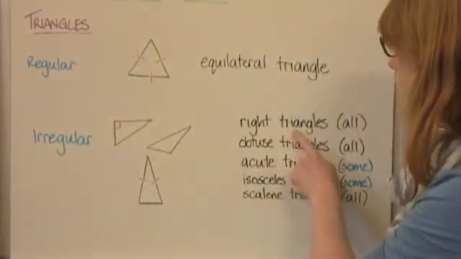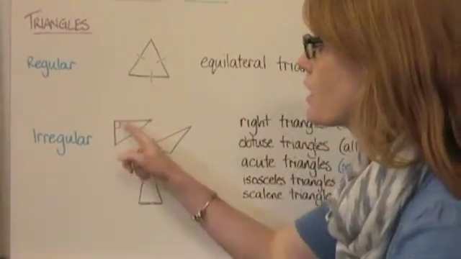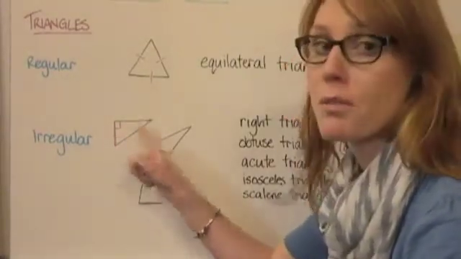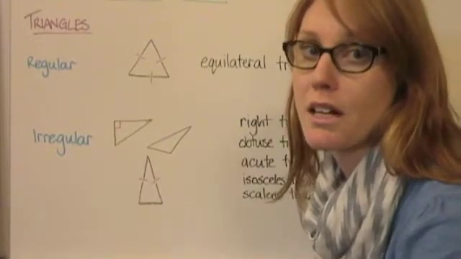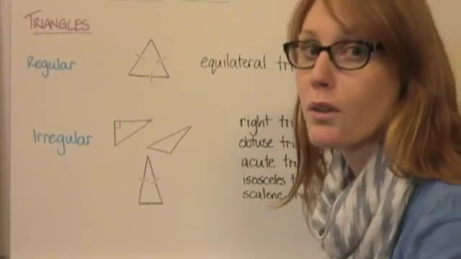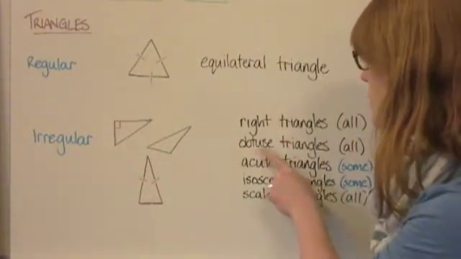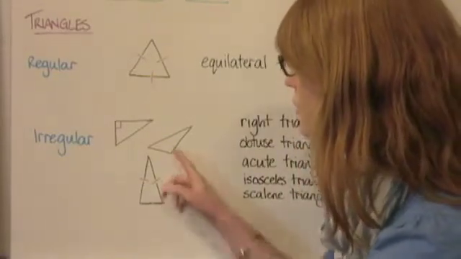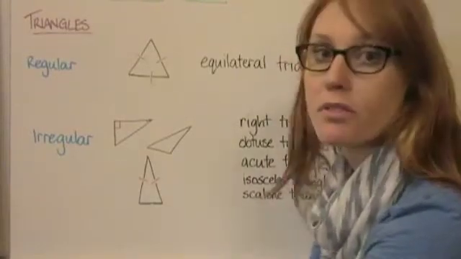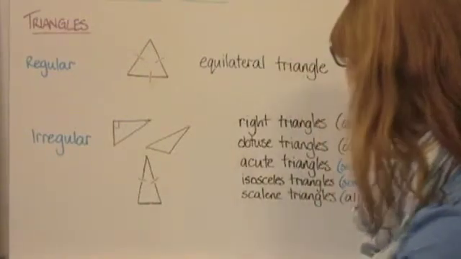So all right triangles are irregular, because if a triangle has an angle of 90 degrees, then it's not possible for the other angles to also be 90 degrees, because we know that the angles of a triangle will always add up to 180 degrees. Similarly, if we have an obtuse triangle that has an angle that is obtuse, it is impossible for the other angles in the triangle to measure the same as that angle.